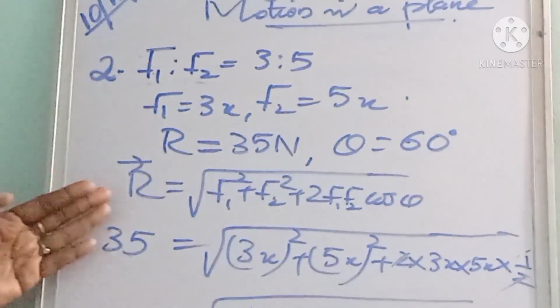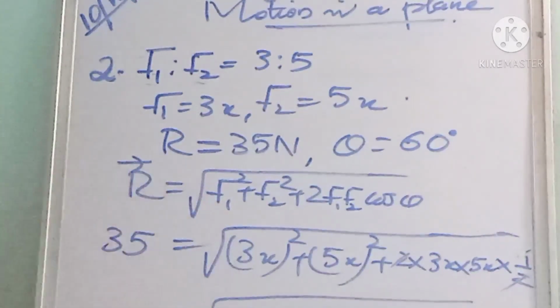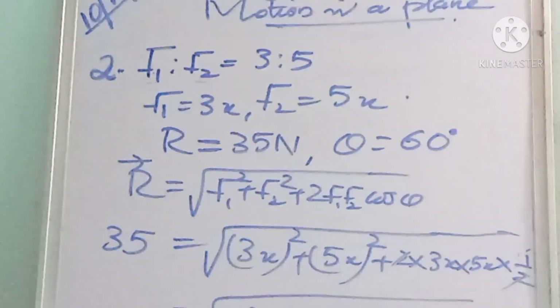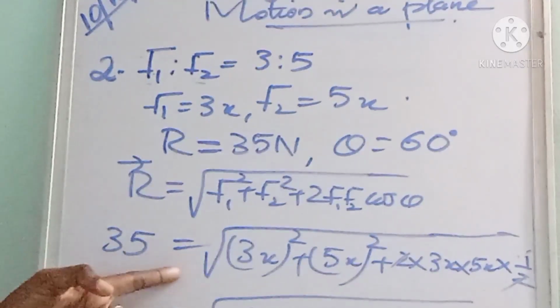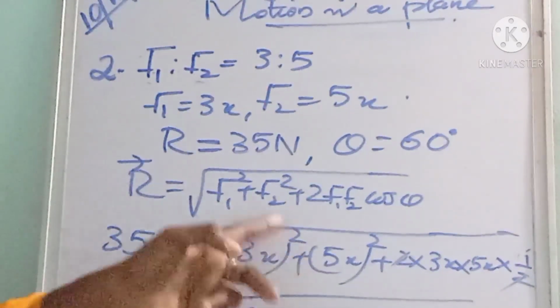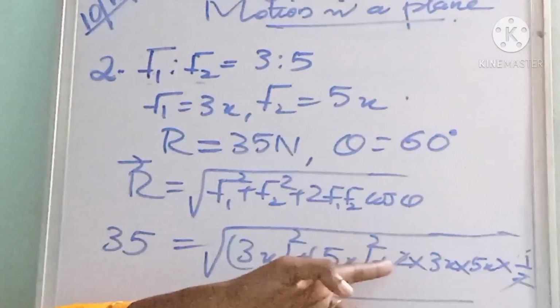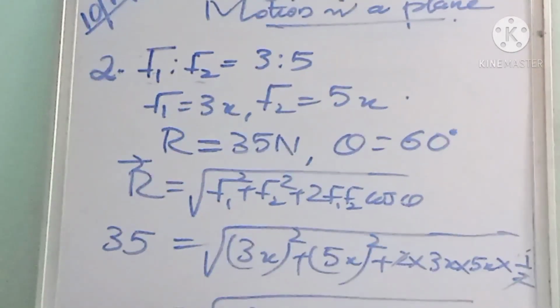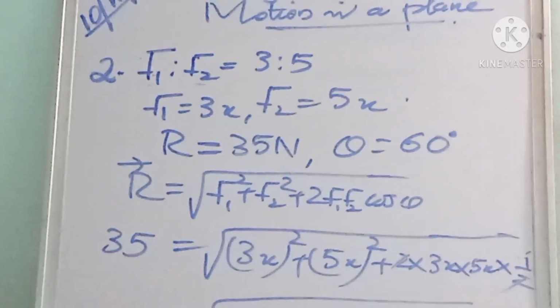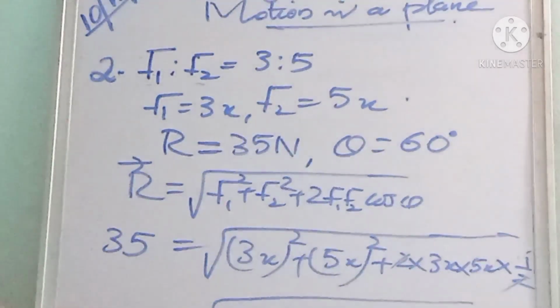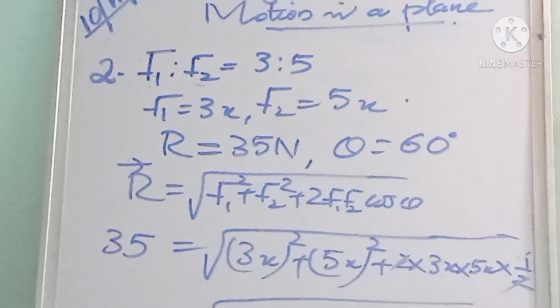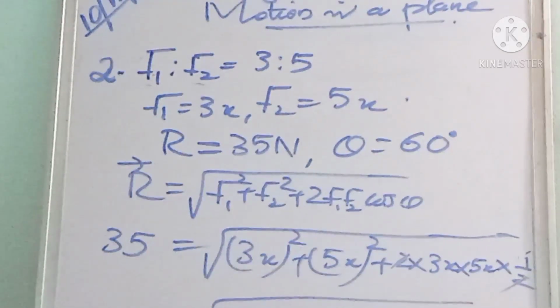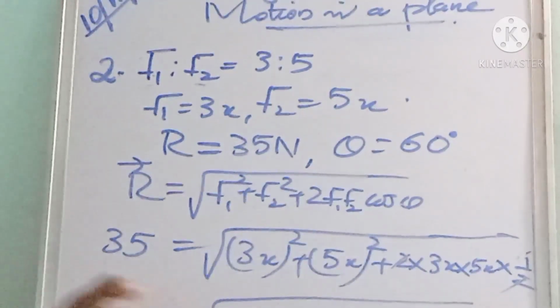So we have the relation, resultant vector R is equal to the square root of F1 square plus F2 square plus 2F1 F2 cos theta. Then substitute the values. R as 35 is equal to the square root of F1 (3x) the whole square plus F2 (5x) the whole square plus 2 into 3x into 5x into cos 60, which is 1 by 2. Then we got the root of 9x square plus 25x square plus 15x square. So we got 49x square. From this, 35 is equal to 7x, and x equals 5.